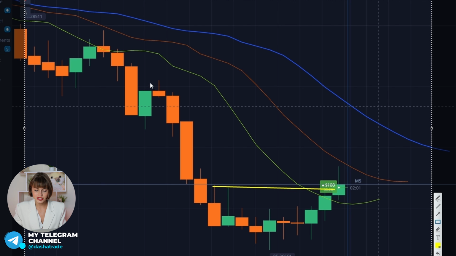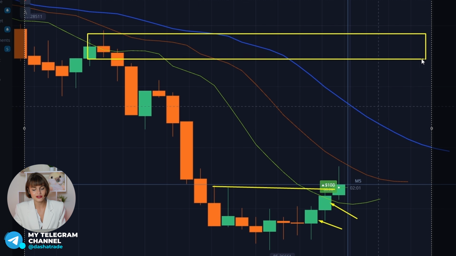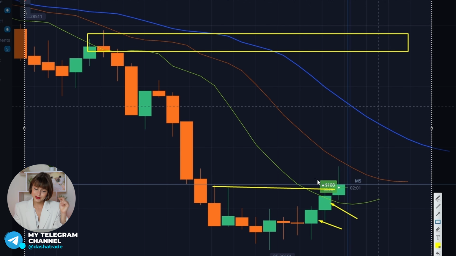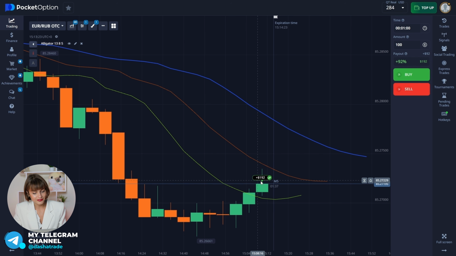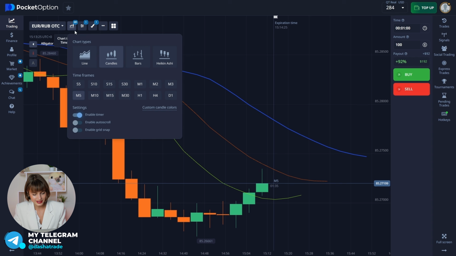As for confirmation factors, I can note good and impulsive candles in favor of the buyer, and I can also note we had a certain resistance level at the top, which the price will most likely strive for. While I was talking, the deal has already been closed at a profit. Let's see what kind of movement we've got here.